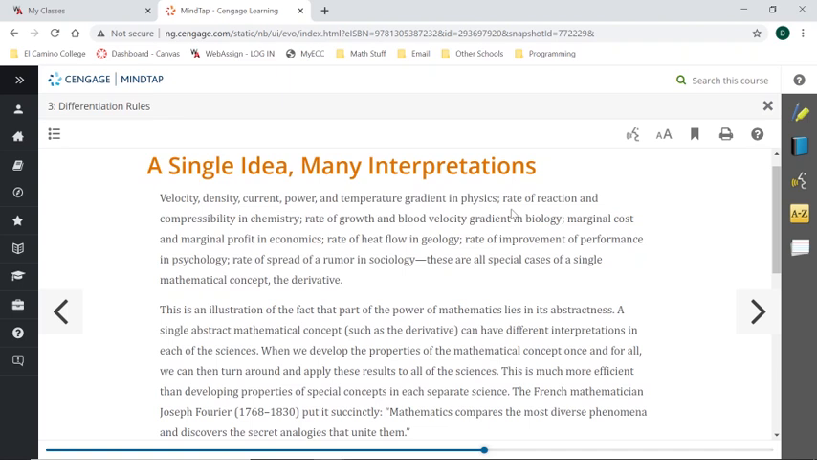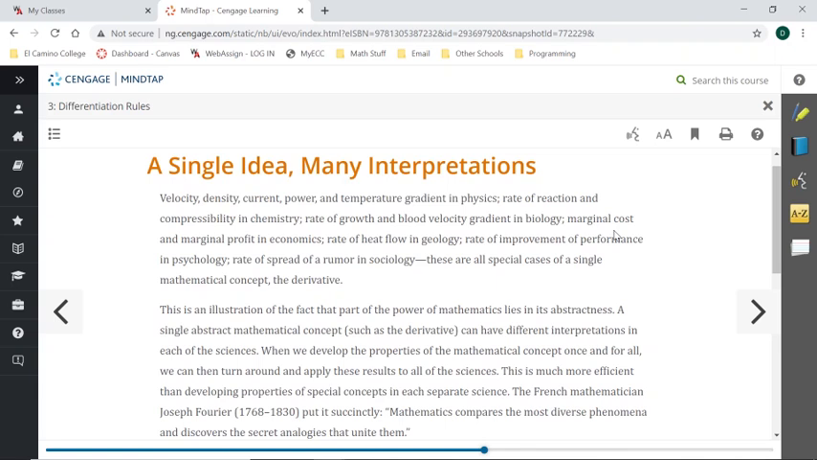And continuing onwards, the rate of a reaction and compressibility in chemistry, the rate of growth, such as for a population, and blood velocity gradient in biology, the marginal cost and marginal profit in economics. Marginal cost is the function that predicts the cost for producing one more unit when you have a variable cost function. So if we know the cost to produce 1,000 units, and if we know the cost to produce 1,001 units, the difference between those would be the actual cost of producing the 1,001st unit.